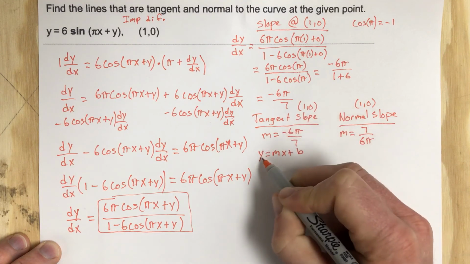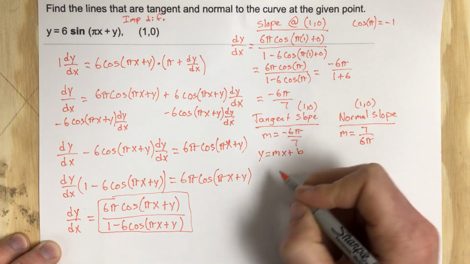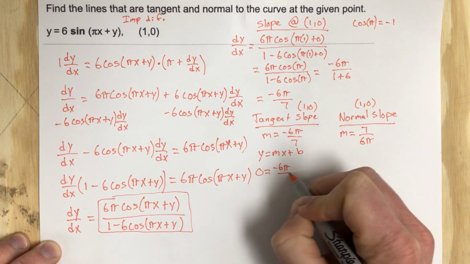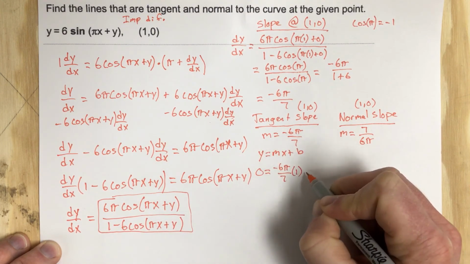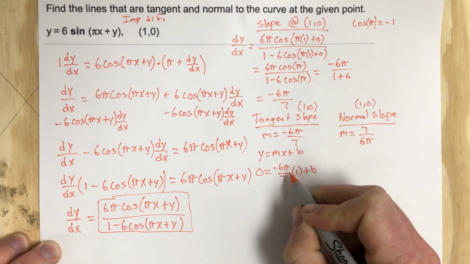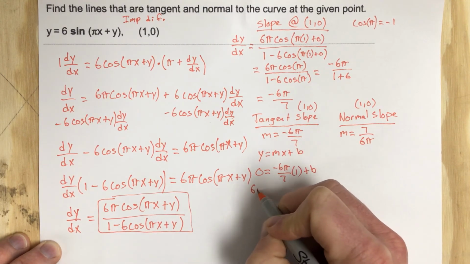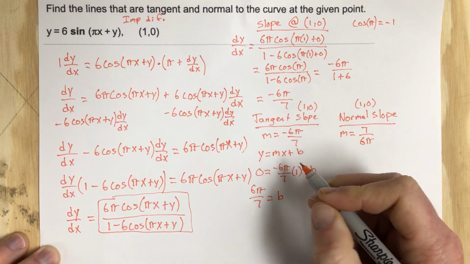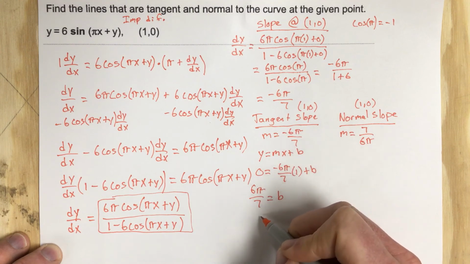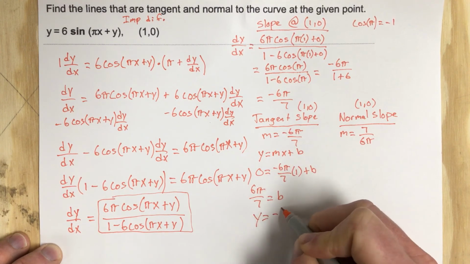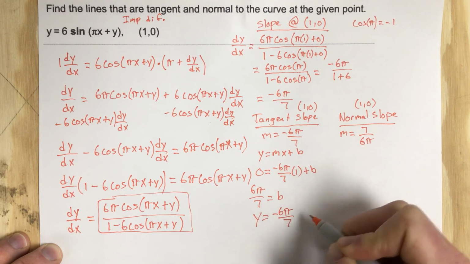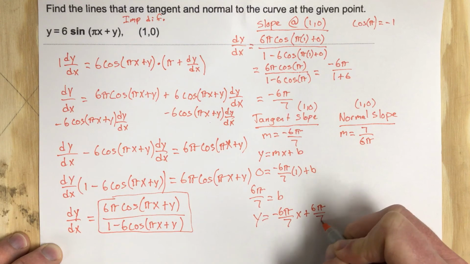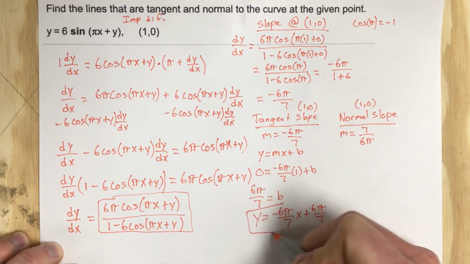Let's plug in 0 for y, 1 for x, and then the slope at the same time. So 0 equals -6 pi over 7 times 1 plus b. We multiply and then add that over, that'll just be 6 pi over 7 equals b. So now we can say that b is 6 pi over 7, so our tangent line is y equals -6 pi over 7 x plus 6 pi over 7. This is the tangent line.